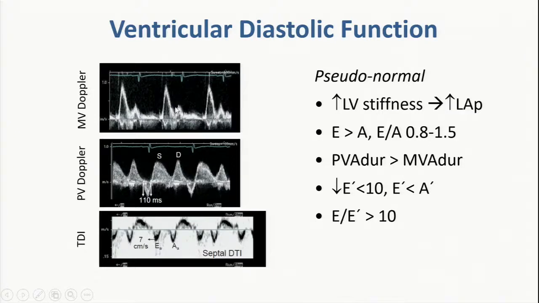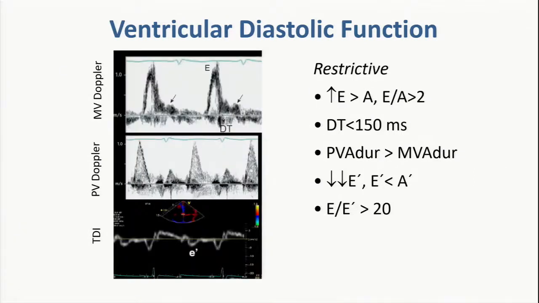So how am I going to distinguish that from normal? Well, I'm going to look at the pulmonary vein A wave duration, and you can see it there, and if you measure it out, this duration is bigger than this duration here. And in addition to that, I'm going to look at the E prime velocity, and here it's decreased. And then the E to E prime ratio is also abnormal at greater than 10. And finally, an example of the restrictive pattern. Here, things have gone even more awry. The LA pressure is even higher.